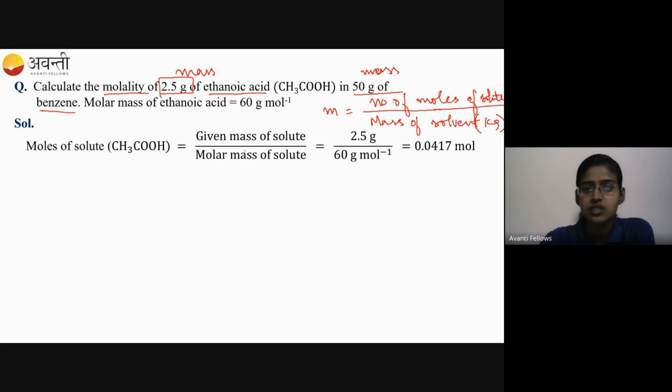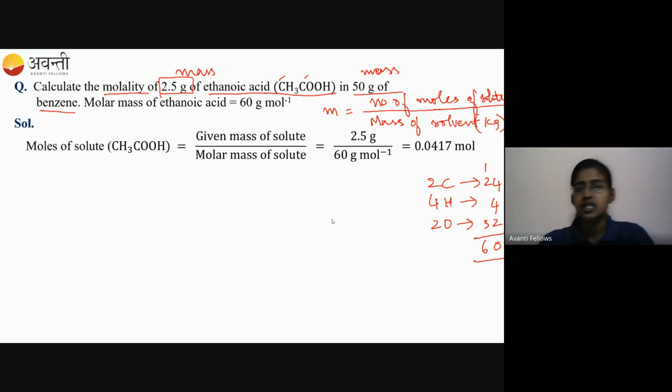The given mass of the solute is 2.5 gram. It is there in the question. And the molar mass of the solute, molar mass of ethanoic acid, we have to calculate. How to calculate? How many carbon we have? We have 2 carbon. So 2 into 12, it will be 24. And we have 4 hydrogen. So 4 into 1 is 4. And we have 2 oxygen. So for 1 oxygen, atomic mass is 16. Since we have 2 oxygen, it will be 2 into 16, that is 32. So we will have 60 molar mass of this ethanoic acid. Okay. And on solving this, we are getting 0.0417 mole as the number of moles of the given ethanoic acid.